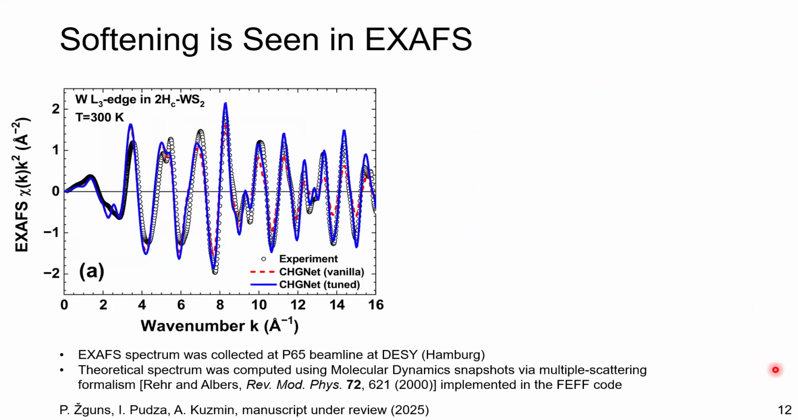So we do see in this result here the experimental EXAFS spectra versus the wave number. We do see a softening, and I will show you where exactly. You see that vanilla ChargeNet, which was not tuned, is the red line, and the damping is much stronger than in the experimental signal. Once you tune it, the blue line fits the experimental data perfectly, which is very good.